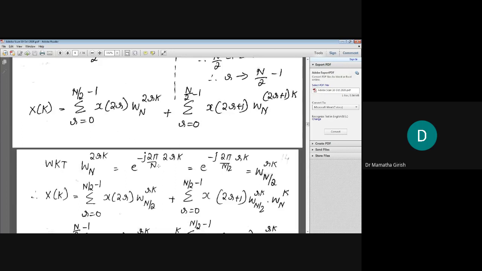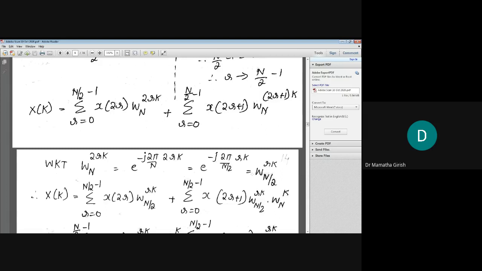But in the next step, we just do a small substitution, considering the twiddle factor term W_N^{2rk}. First, write what W_N is: e^{-j2π/N} to the power 2rk. I bring this 2 towards the denominator and rewrite this as e^{-j2π/(N/2)} to the power rk. In this position, in place of N, it is N by 2.